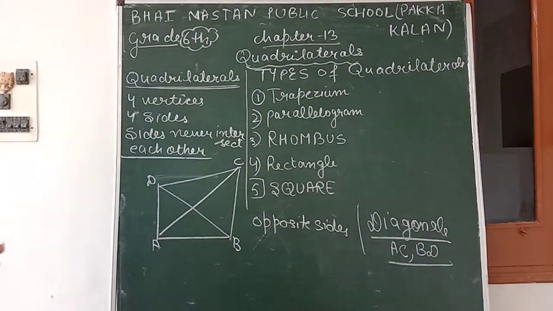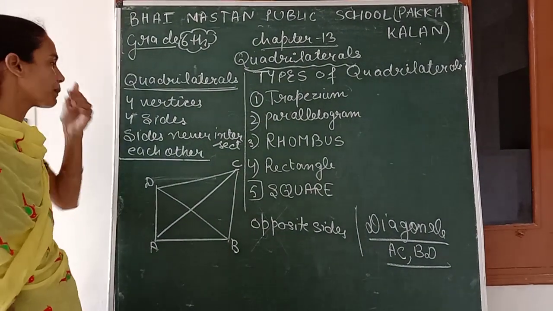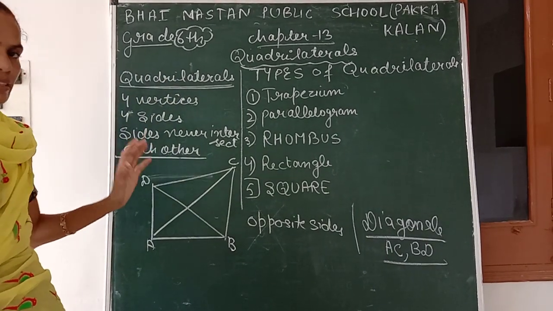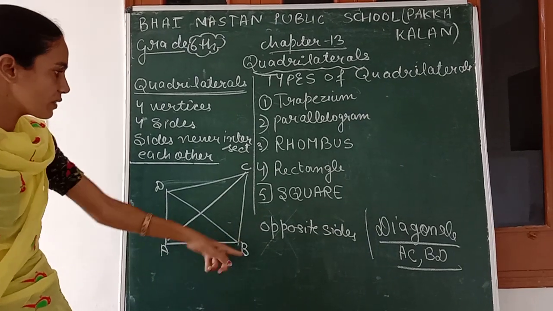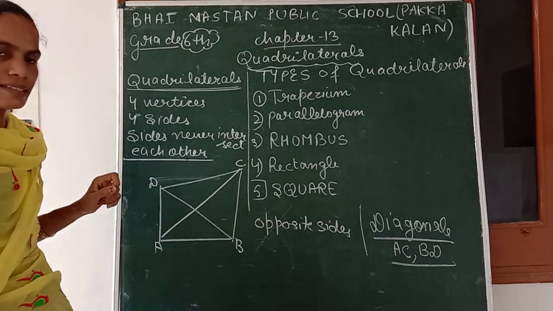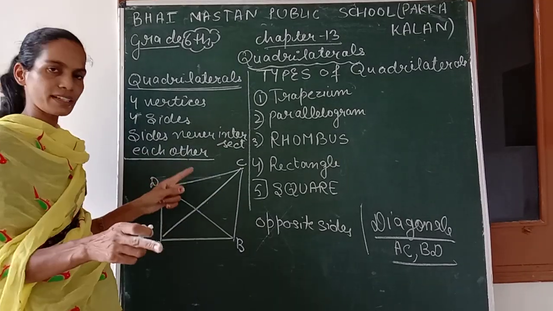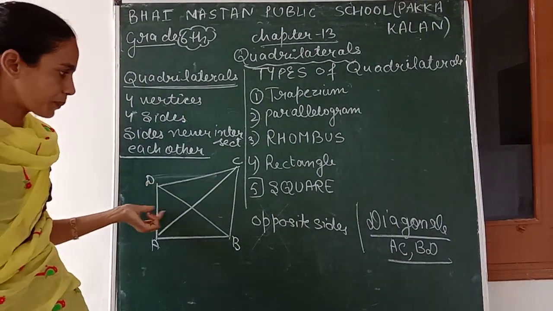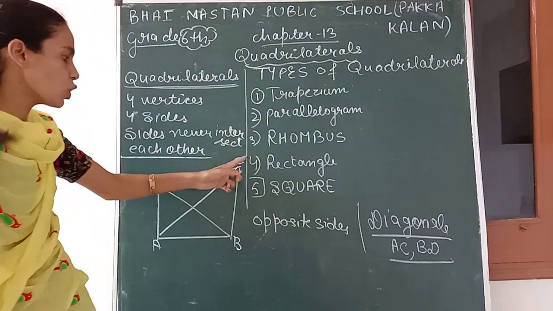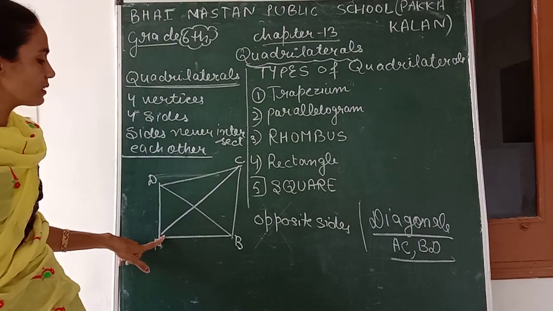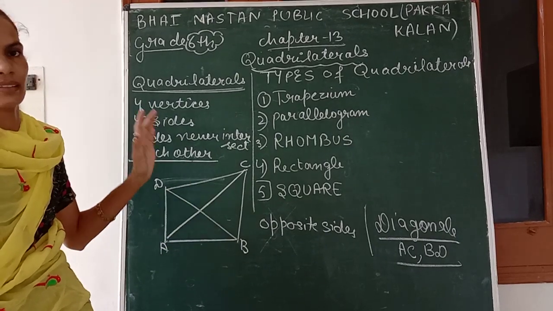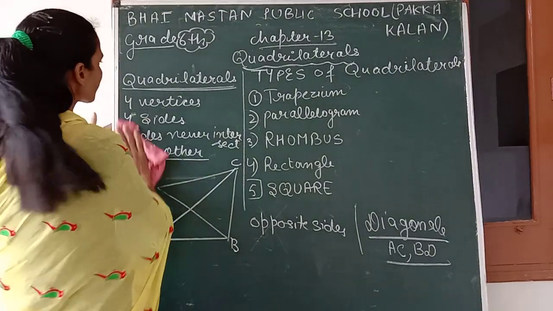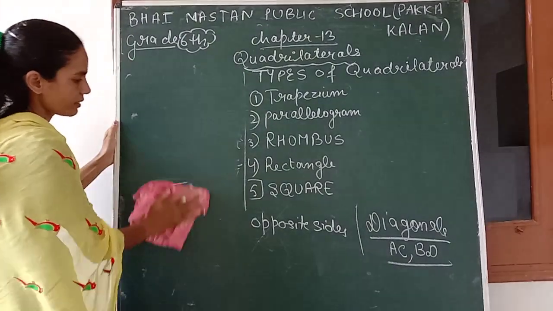Is it clear? Let me explain again: a quadrilateral has four vertices, four sides, and these sides never intersect, they do not cut. Opposite sides are the sides opposite each other. For diagonals, the line joining opposite vertices is called a diagonal. Is it okay? This is the definition of a quadrilateral.